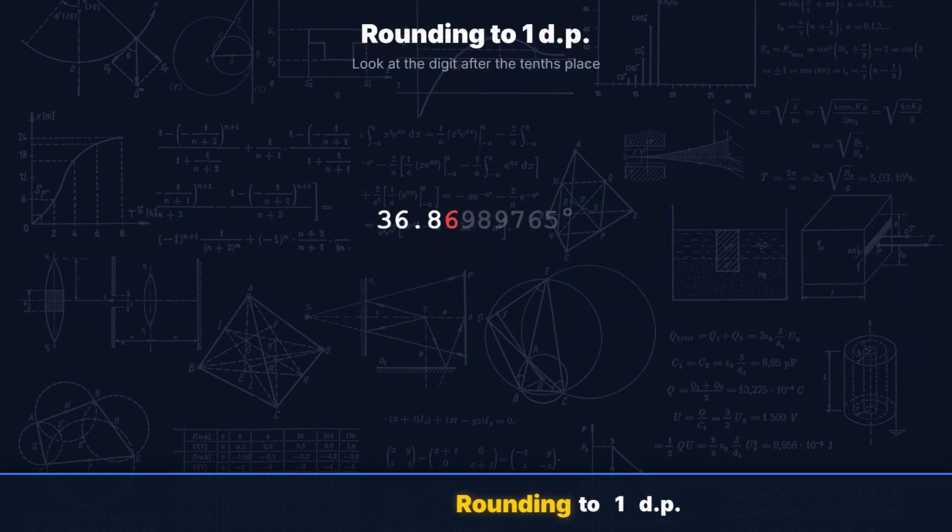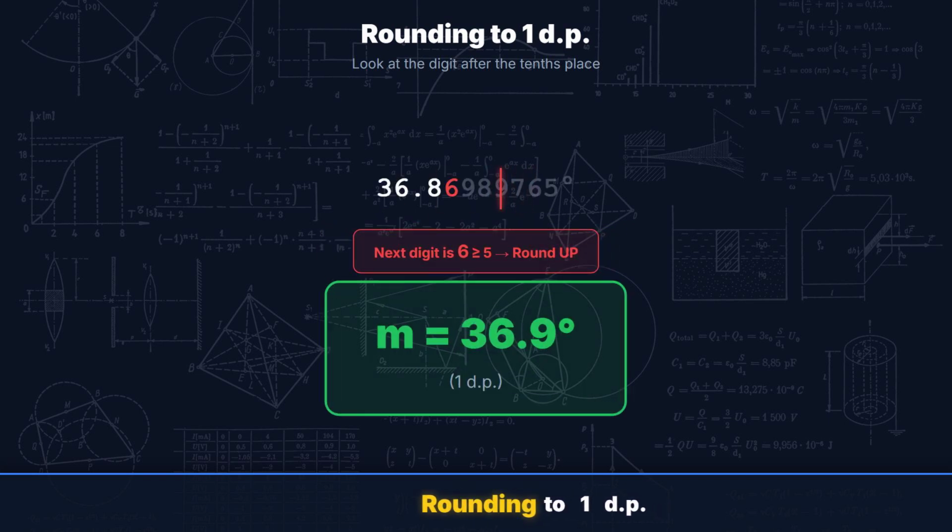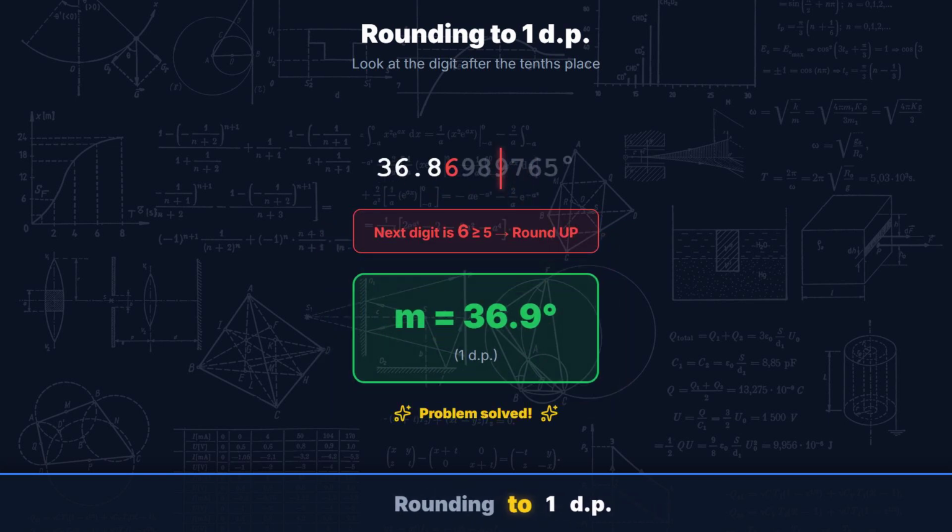But remember, our problem asked for accuracy to 1 decimal place. We look at the digit after the tenths place, it is a 6, so we round up. So, M equals 36.9 degrees, accurate to 1 decimal place.